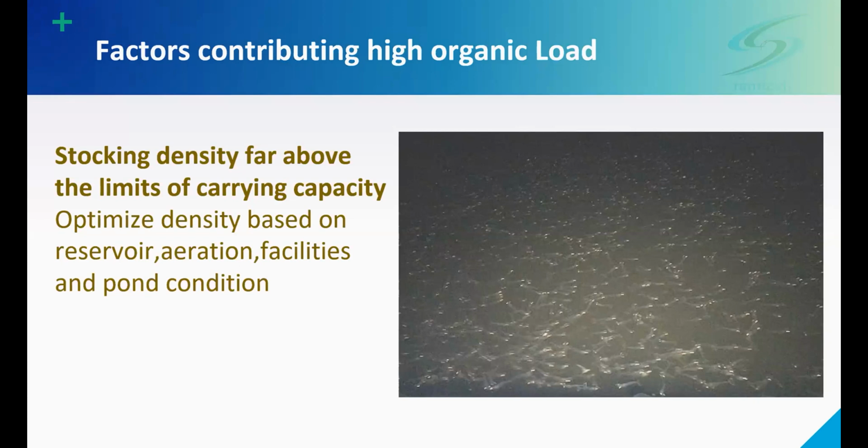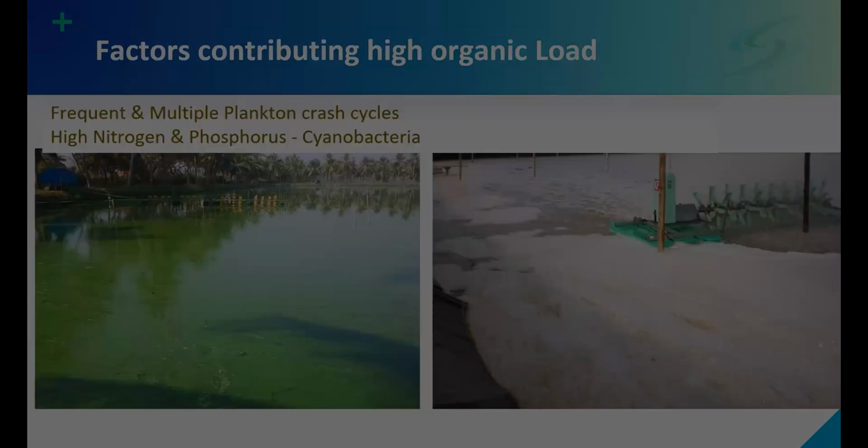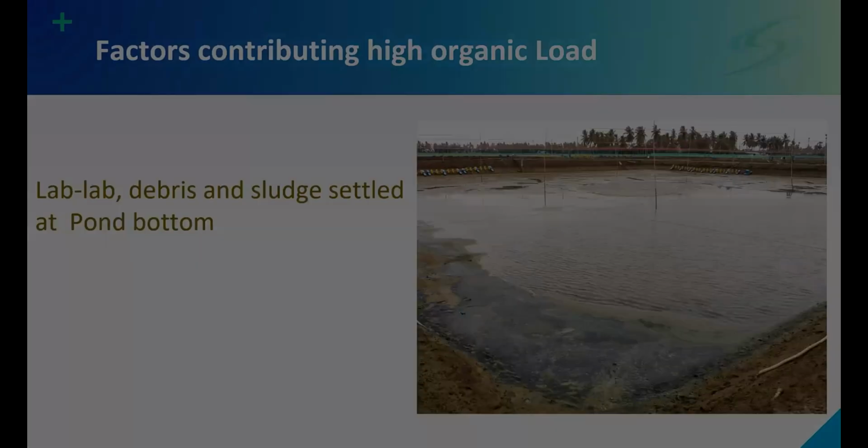And stocking densities. You stock your pond with very high densities, unknowingly or even knowingly, and you don't know your carrying capacity properly. Beyond the carrying capacity, you may add a lot of organic load. And if your aerator system is insufficient or inefficient, you don't have enough aerators in the pond or you don't place and use them properly, you must be adding a lot of organic load to your pond. Frequent plankton crashes, just because of bad water quality like very high nitrogen, phosphorus and organic loads in your pond, can really add to these problems.